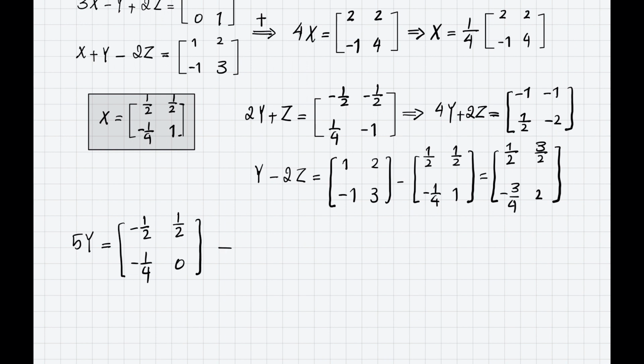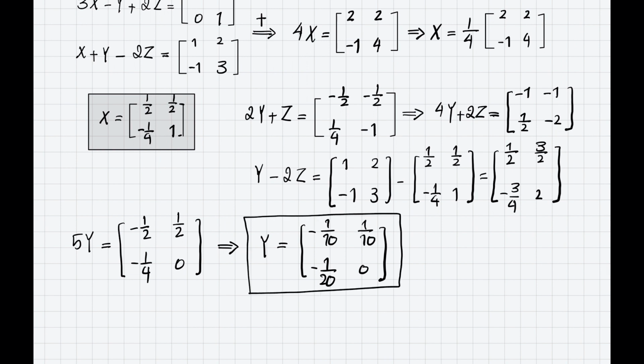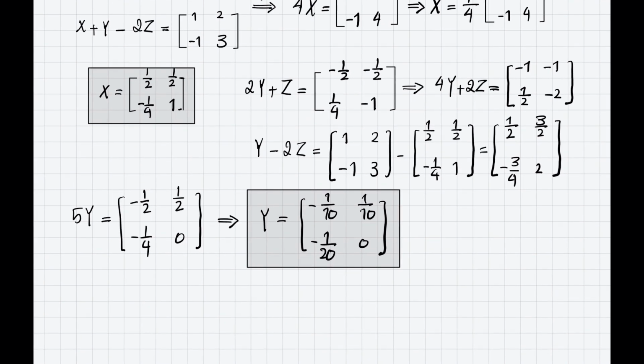Yes? And I multiply by 1 over 5, then it becomes minus 1 over 10, 1 over 10, minus 1 over 20, and 0. So this is also the second matrix I was looking for. And now, when everything is clear, I can put it back into one of these equations and find z, for example. I can put it here. Okay, so z is equal to this matrix minus 2y. Yes, so z becomes equal to this matrix here.